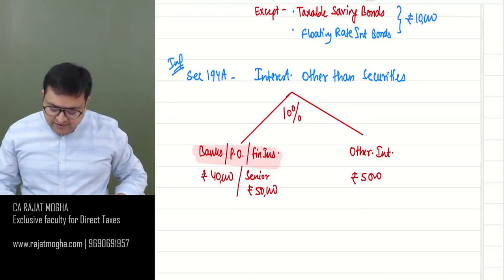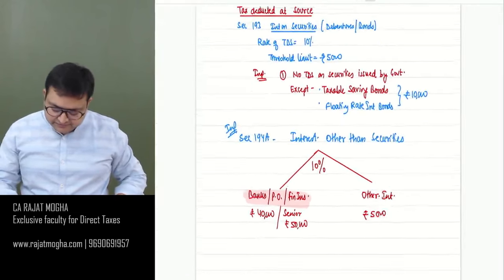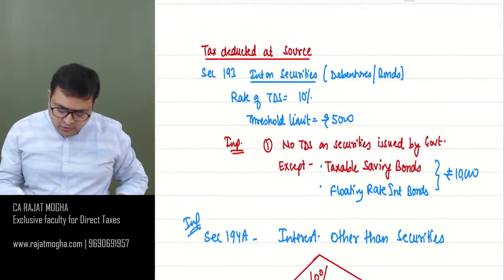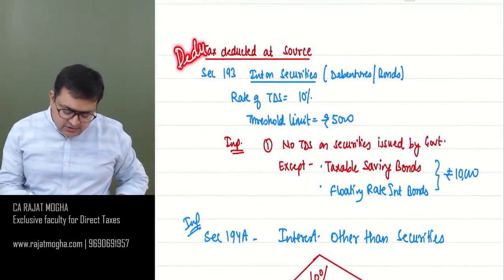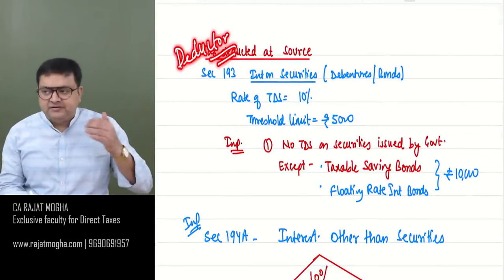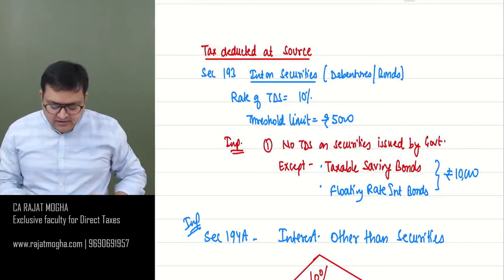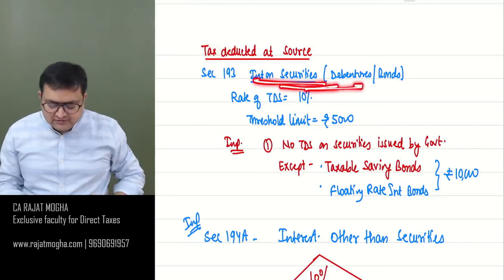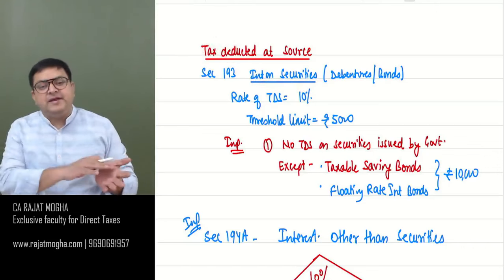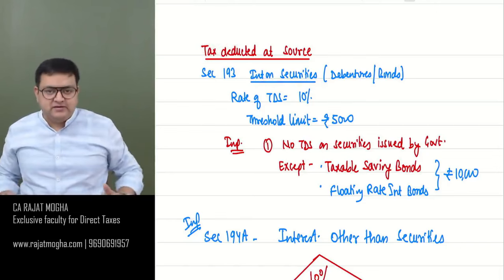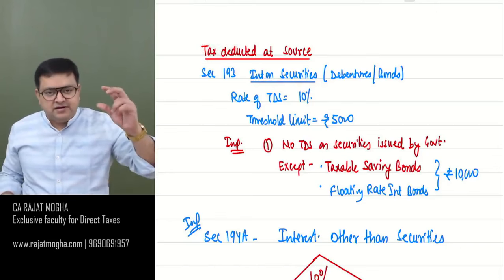Guys, very, very important. See, who is a deductor? Who is a deductor? The person who is paying you the money, he is the deductor. Correct. So here, interest on securities. Who is the deductor? The company who is giving you debenture interest. That company is a deductor. Correct.